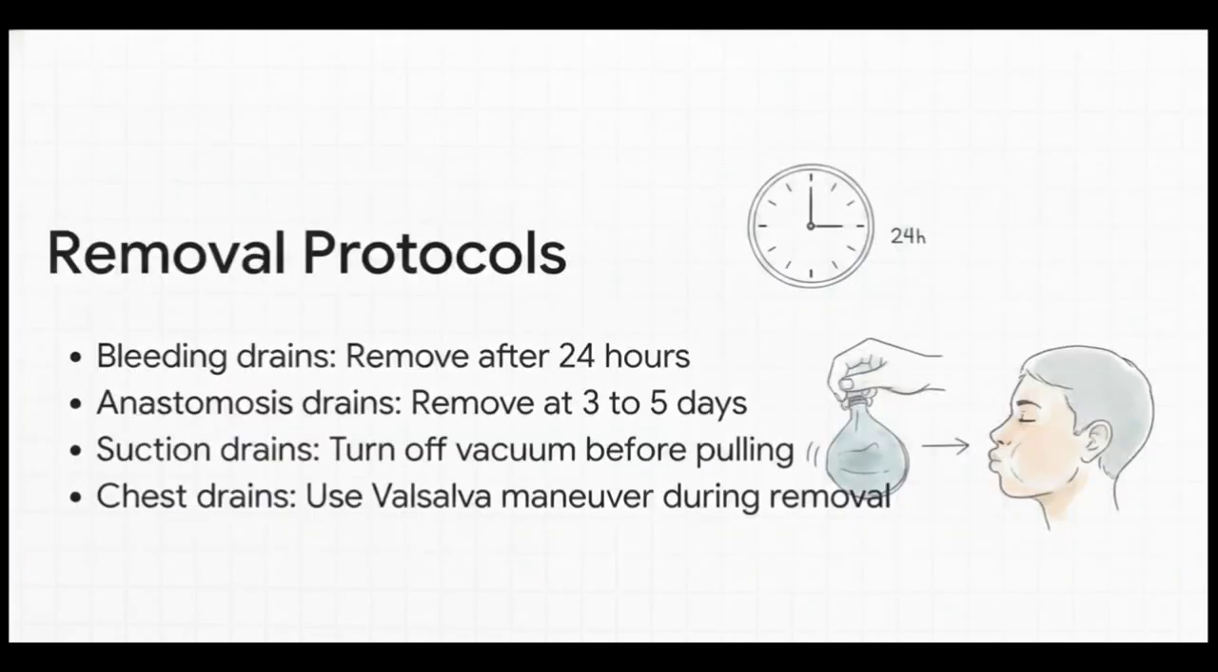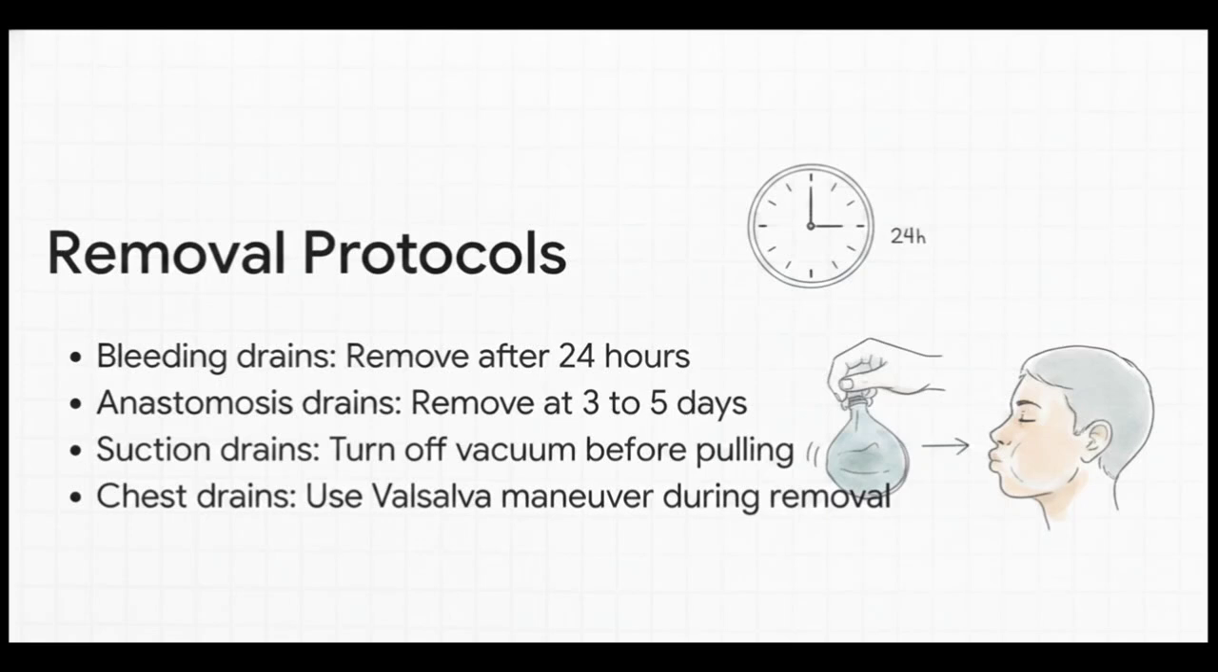For other drains, the big overarching rule across all these removal protocols is this. You extract the drain the exact moment its specific clinical objective is met. Never just wait around for an arbitrary fluid volume to drop. Bleeding signal drains come out at 24 hours. And here's a crucial mechanical rule. Always, always turn off the active vacuum suction before physically pulling a drain so you don't tear internal tissue.